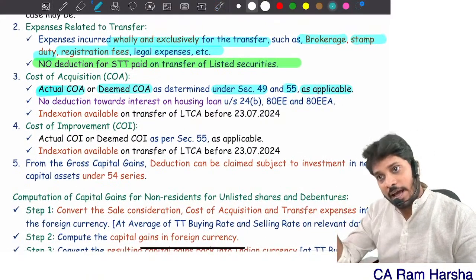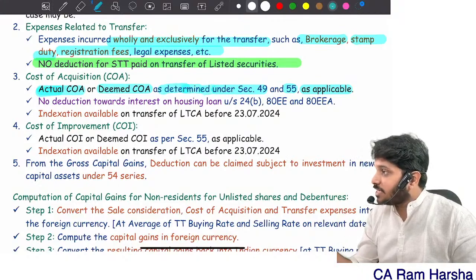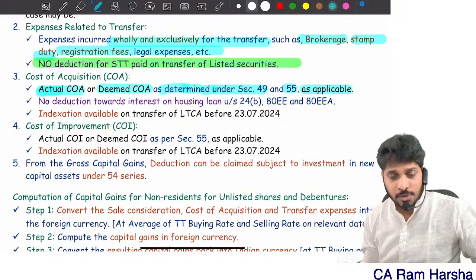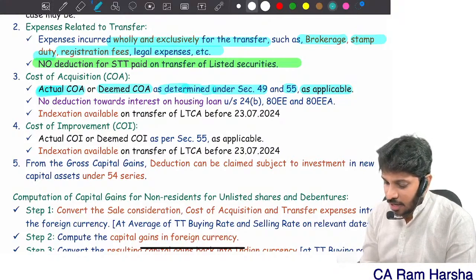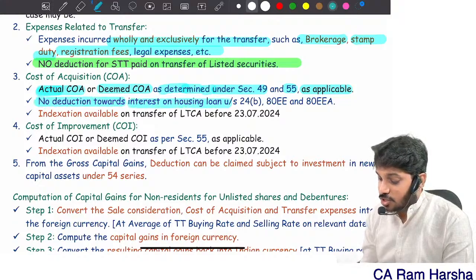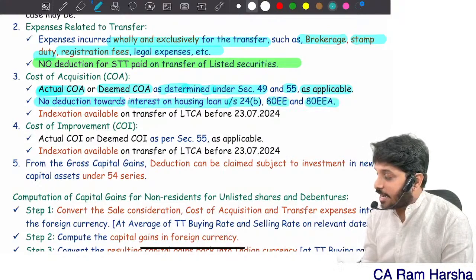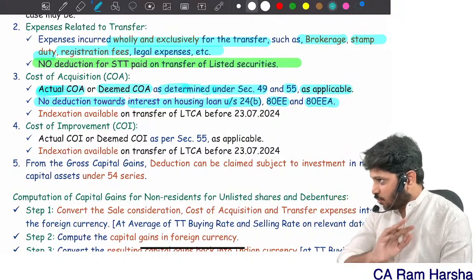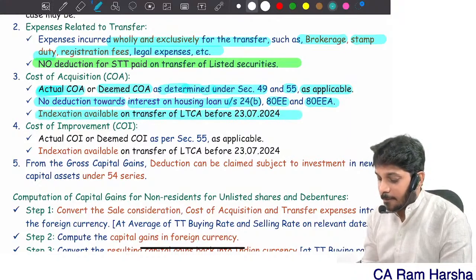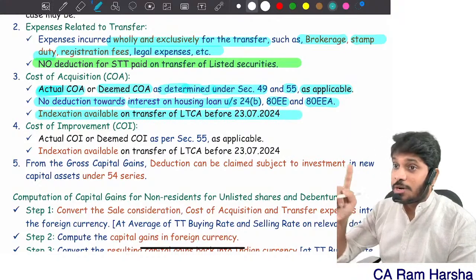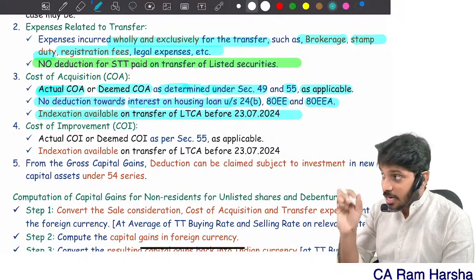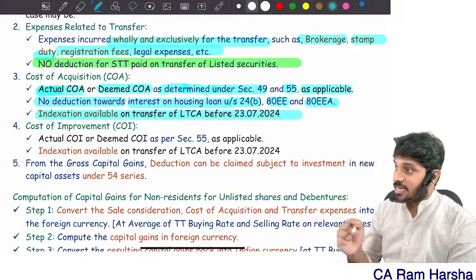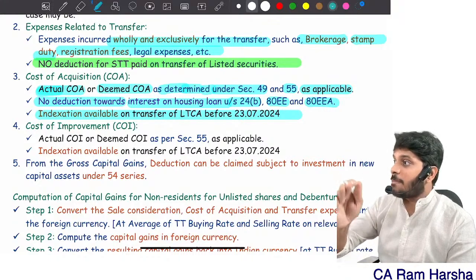Now, what is cost of acquisition? Deemed cost or actual cost, as the case may be, determined as per 49 and 55. Correct? No deduction will be given towards interest on housing loan under 24B, 80EE, 80EA. Interest on housing loan is not a cost of acquisition or cost of improvement. Indexation is available if the capital asset is transferred before 23rd July. Remember, the transfer date must be before 23rd July. Then only the indexation facility will be available, which is prior to the amendment.